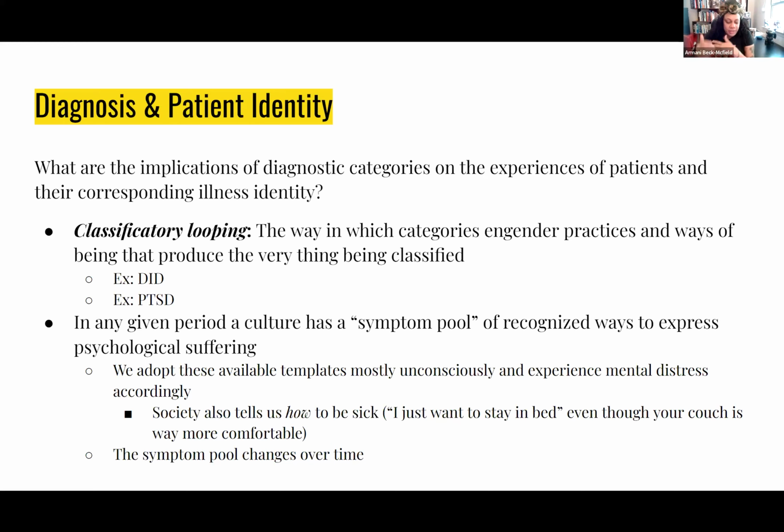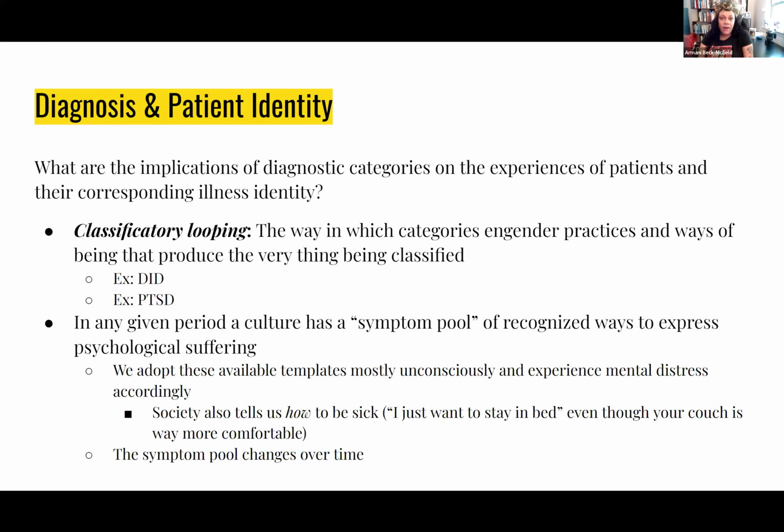PTSD. So without the diagnosis, you might interpret your memories of war or trauma very, very differently. So once you get a diagnosis of PTSD, you might become that diagnosis. And so if you are a war veteran and you get a diagnosis of PTSD, well, now every 4th of July, you might expect yourself to be triggered by fireworks, even though you were never bothered by them before.